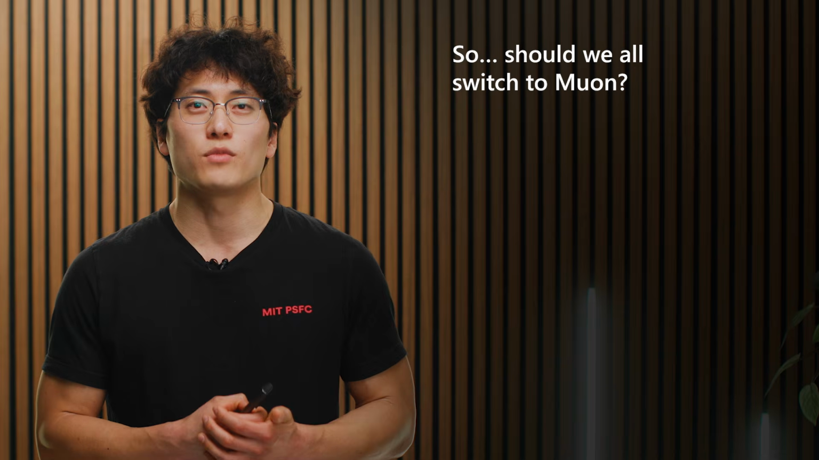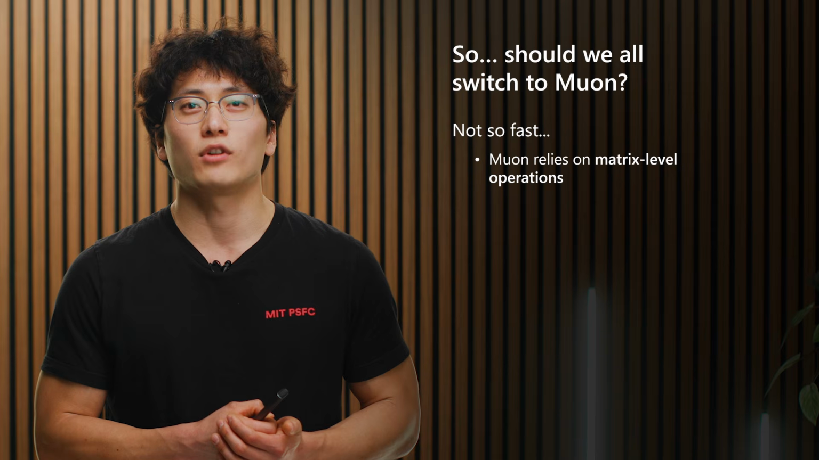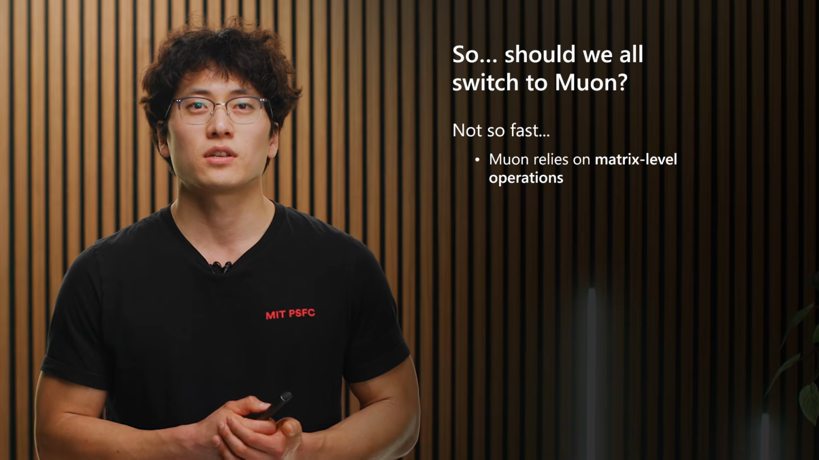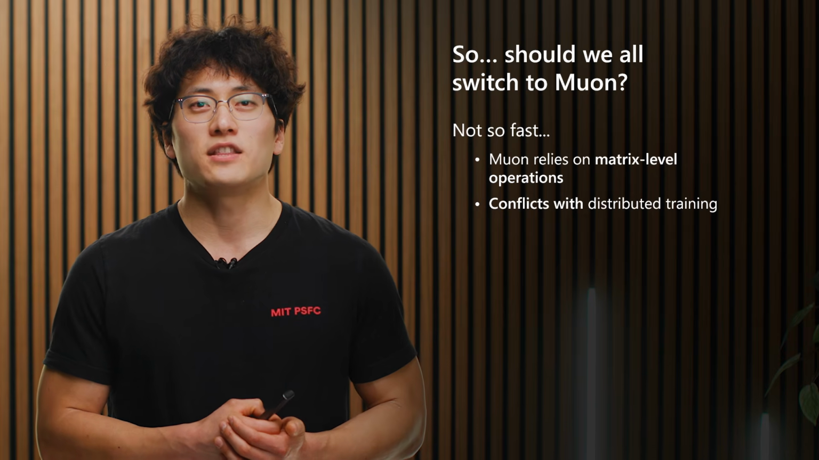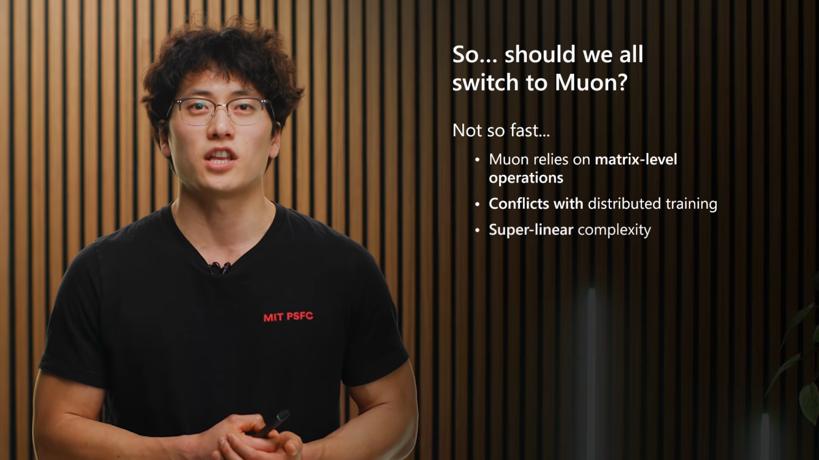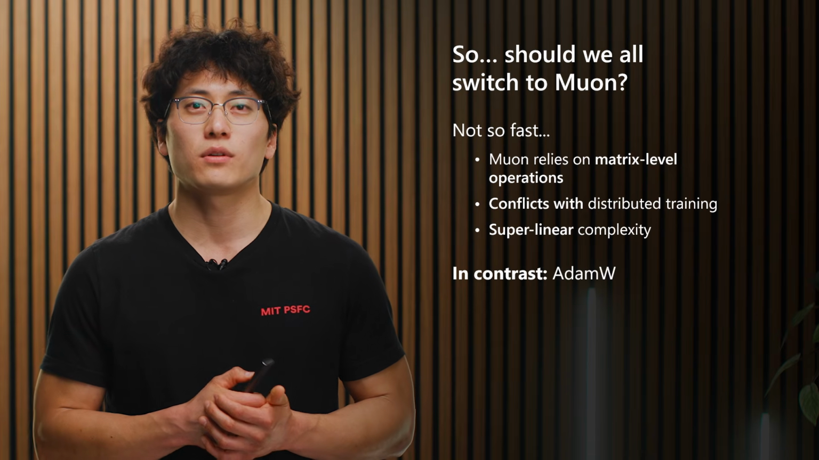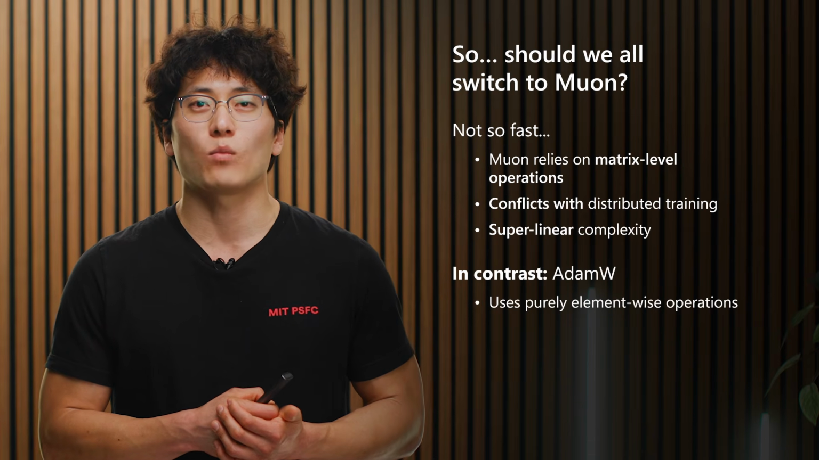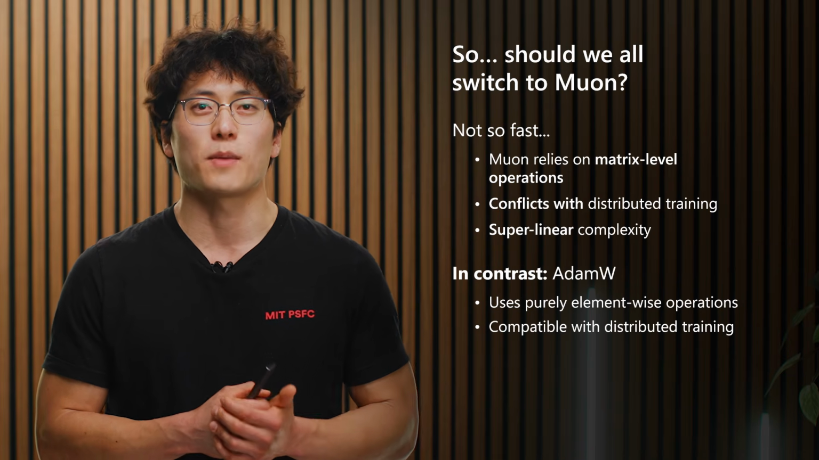So should we all switch to Muon? Not so fast, because it turns out it's a bit tricky to scale Muon to larger scales. It's mostly because Muon relies on matrix-level computations, which conflicts with distributed training where weights are sharded. And inherently, the Muon computation, specifically orthonormalization, is a superlinear complexity computation. This is in contrast with AdamW, which only relies on element-wise operations. Hence, it's scalable and compatible with all the distributed training frameworks.